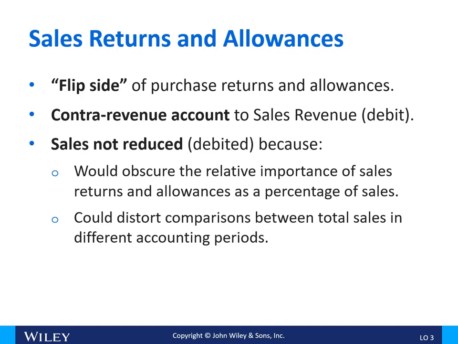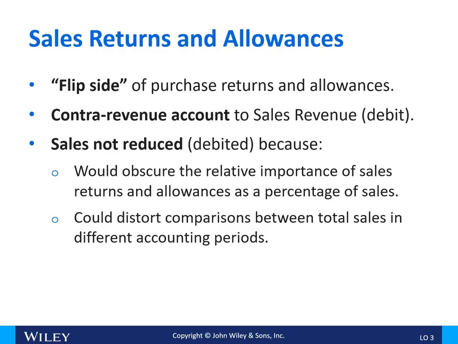Okay, sales returns and allowances. This is the flip side of purchase returns and allowances. It's a contra revenue account to sales revenue. Remember when we talk about contra accounts, it has the opposite normal balance and the opposite increase from the account they're contra to. So if it's contra to revenue, revenue has a normal credit balance and increases with credits. The sales returns and allowances account is going to have a normal debit balance and increase with a debit.